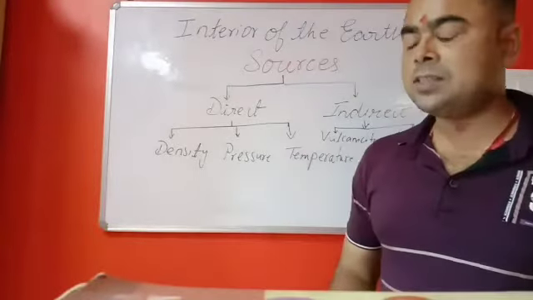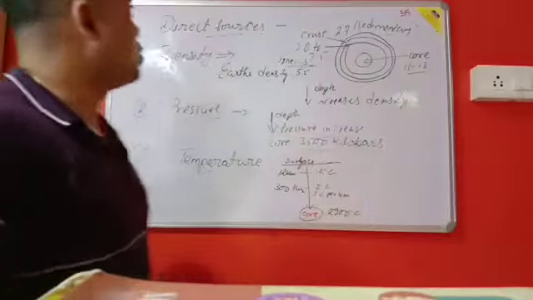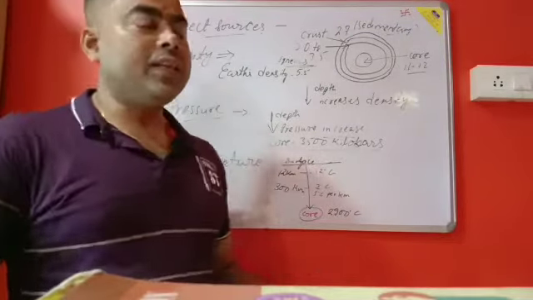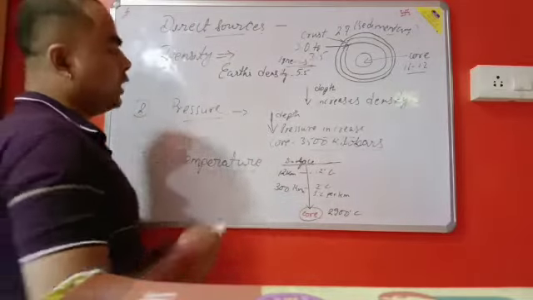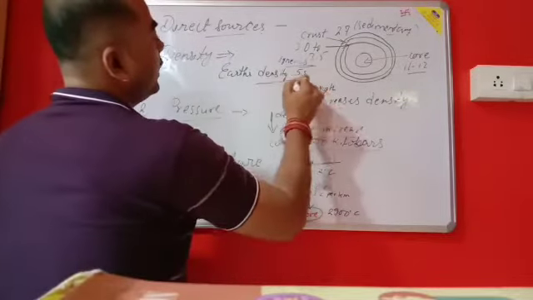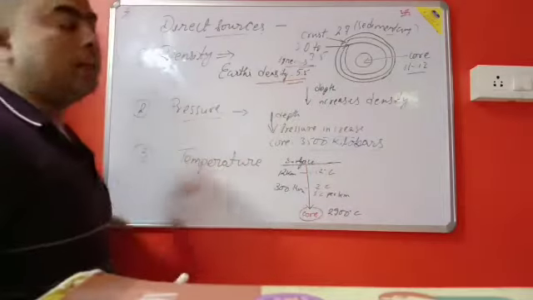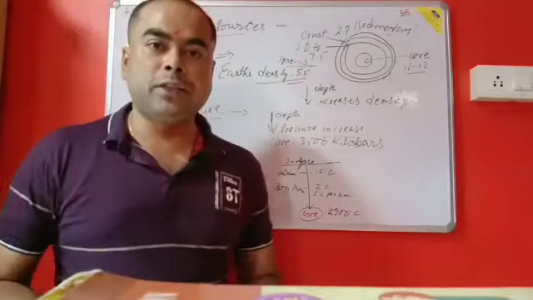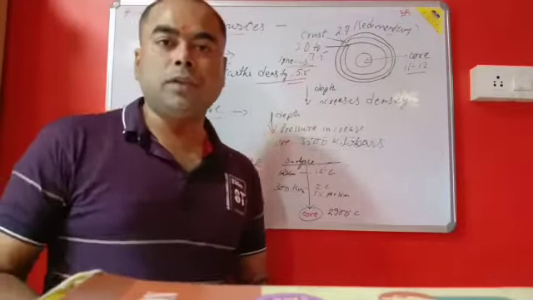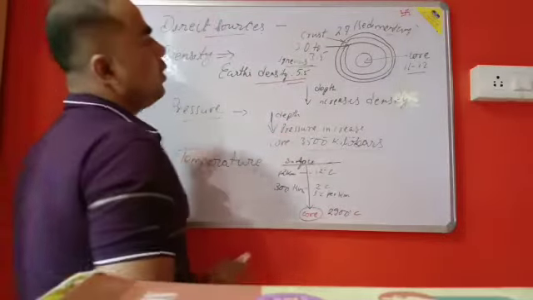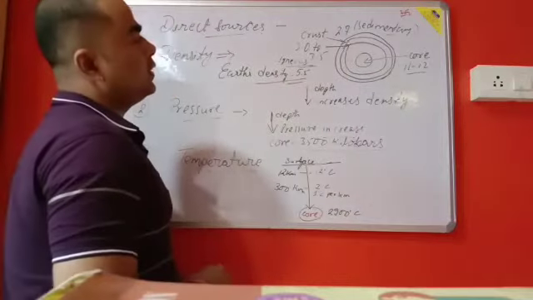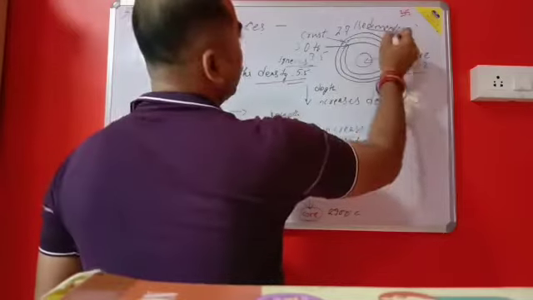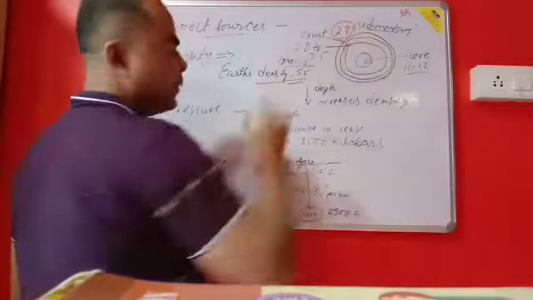So let's discuss. Among the direct sources, number one is density. What is the density of the earth? The total density of the earth, calculated by Newton, is 5.5. Now how does it give us information about the interior of the earth? On the top of the earth, on the layer of the crust, it is made of sedimentary rock and the density is just 2.7.